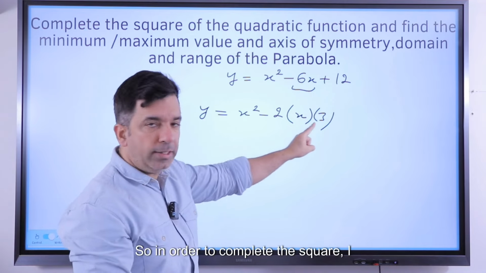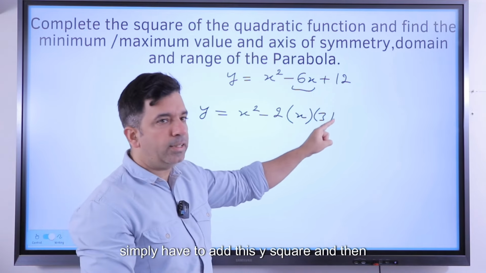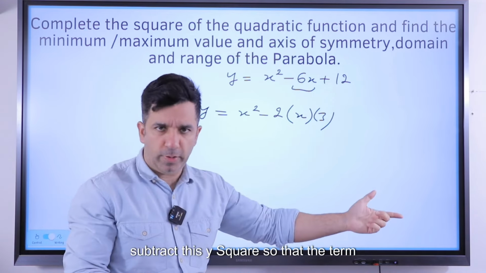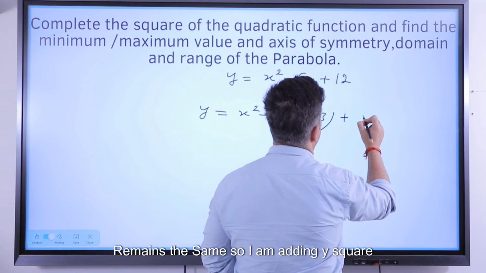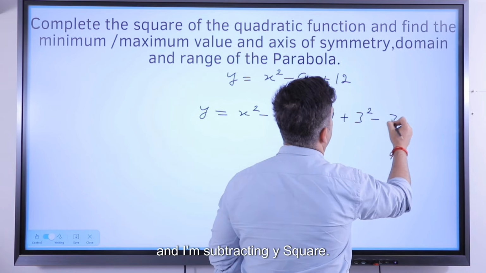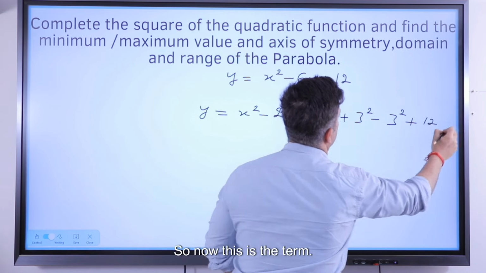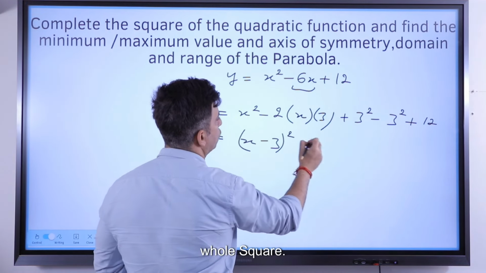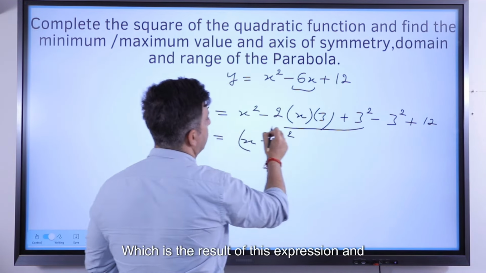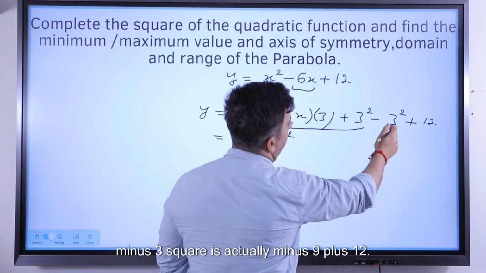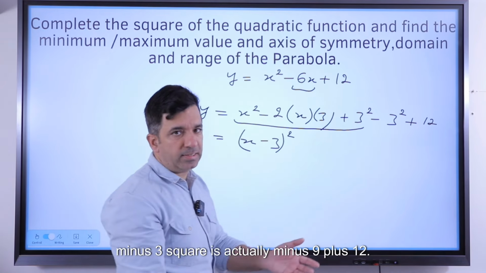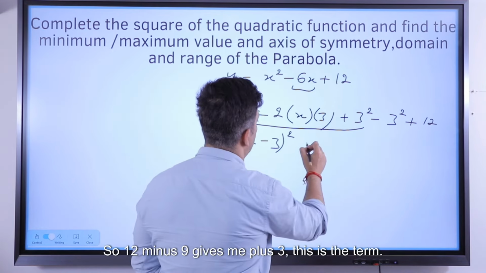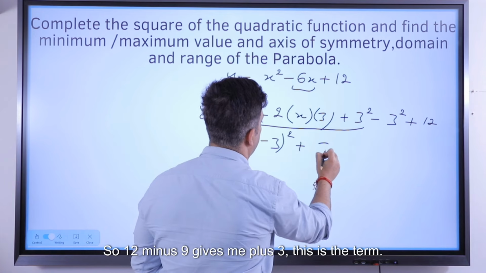So in order to complete the square, I simply have to add this y square and then subtract this y square, so that the term remains the same. So I'm adding y square and I'm subtracting y square. Now this is straightforward: x minus 3 whole square is the result of this expression, and minus 3 square is actually minus 9 plus 12. So 12 minus 9 gives me plus 3.